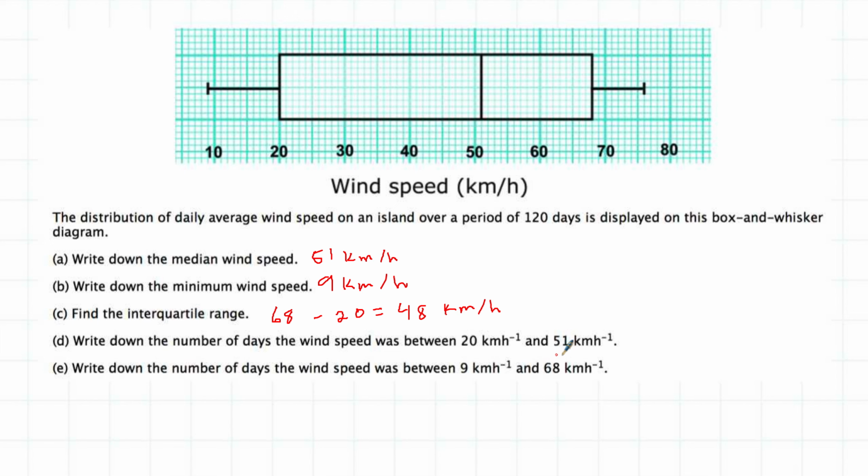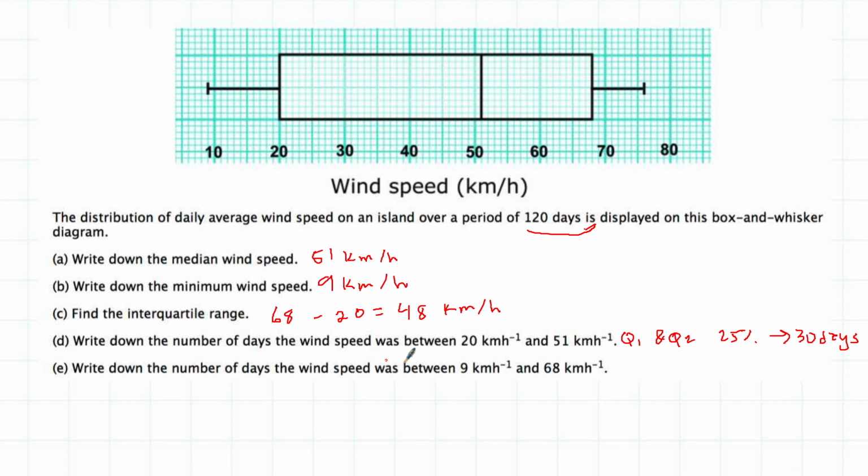So the number of days the wind speed was between 20 to 51. Now, they don't pick these numbers randomly. These are the numbers that are part of the 5-number summary. So between 20 to 51, this is exactly between Q1 and Q2. So you know that 25% of the data is here. So the data is the days. So you know 25% of the days is between Q1 and Q2. So 25% of 120 will give you 30 days. So directly say 30 days.